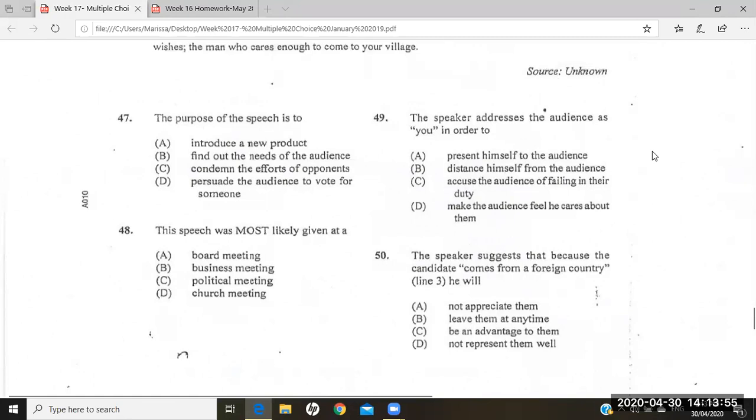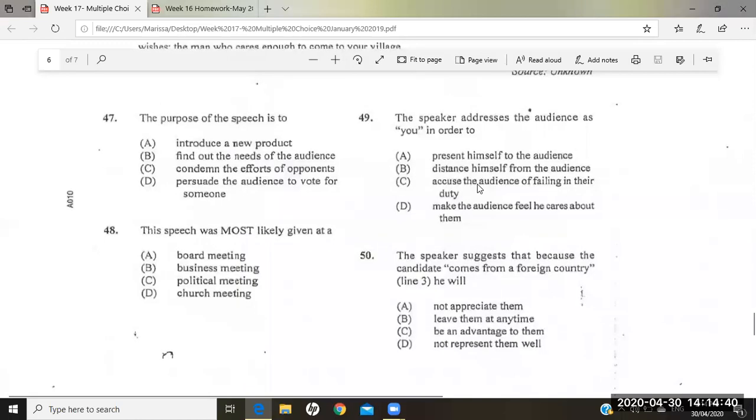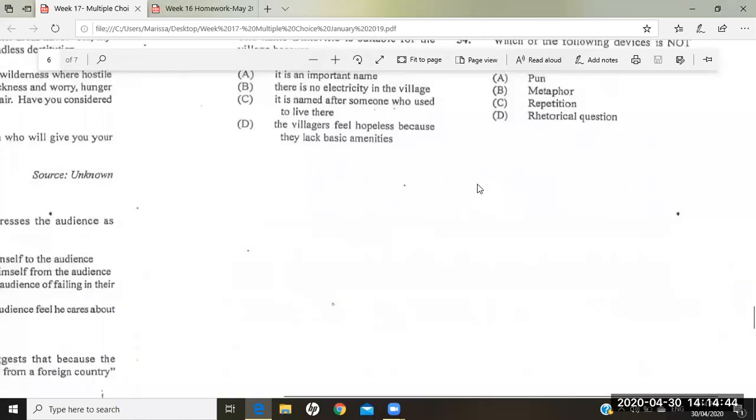49 says, the speaker addresses the audience as you in order to do what? So by using the word you, what effect does that create? Very good, the answer is D, to make the audience feel he cares about them. The next one is for 50. The speaker suggests that because the candidate comes from a foreign country, he will do what? So what does the speaker suggest when he says that the candidate comes from a foreign country? Excellent, the answer is C, that he would be an advantage to them. So they're saying that because they have this foreign candidate, he would actually work as an advantage to them.